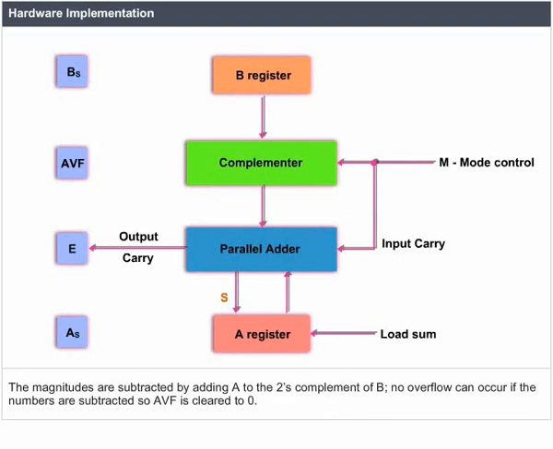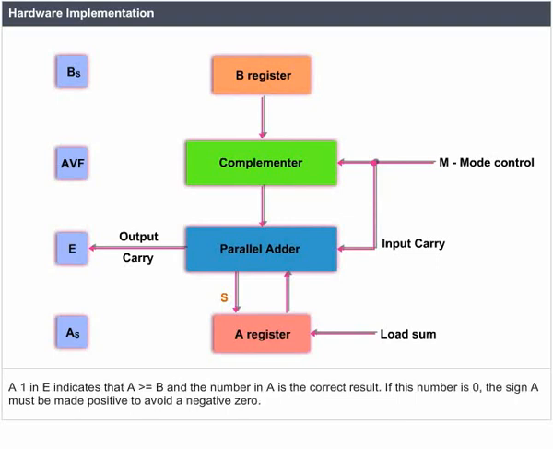The magnitudes are subtracted by adding A to the 2's complement of B. No overflow can occur if the numbers are subtracted, so AVF is cleared to 0. A 1 in E indicates that A is greater than or equal to B, and the number in A is the correct result. If this number is 0, the sign of A must be made positive to avoid a negative 0.